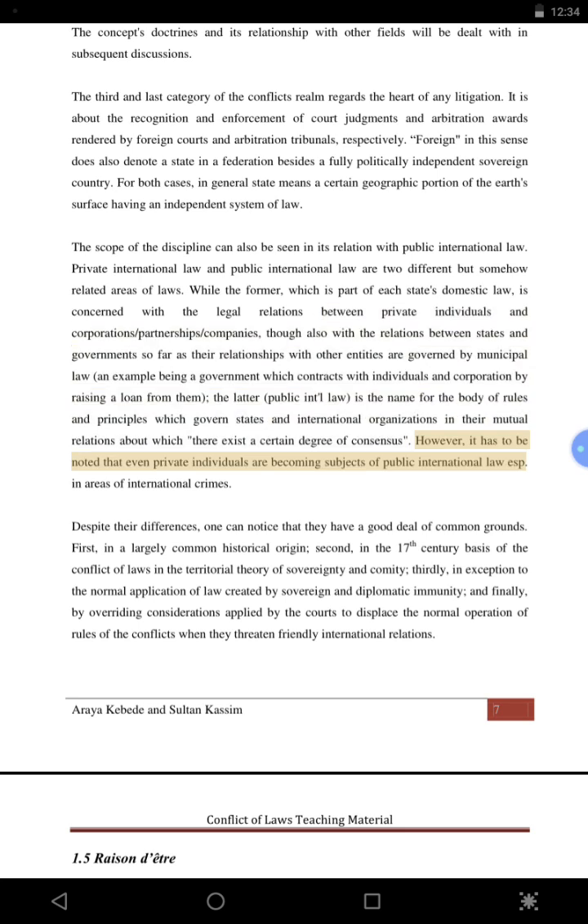However, it has to be noted that even private individuals are becoming subjects of public international law, especially in areas of international crimes. Despite their differences, one can notice that they have a good deal of common ground. First, a largely common historical origin. Second, the 17th century basis of the conflict of laws in the territorial theory of sovereignty and comity. Thirdly, exceptions to the normal application of law created by sovereign and diplomatic immunity. And finally, overriding considerations applied by the courts to displace the normal operation of rules of conflicts when they threaten friendly international relations.